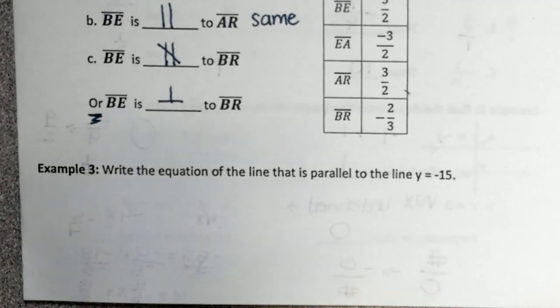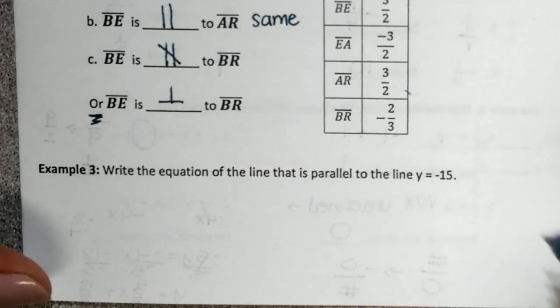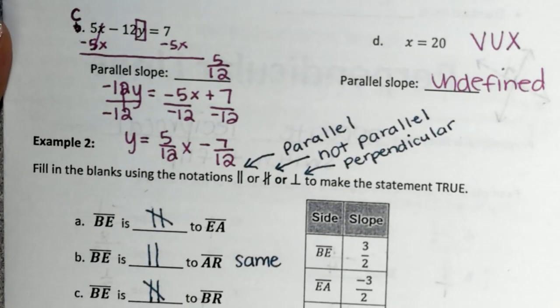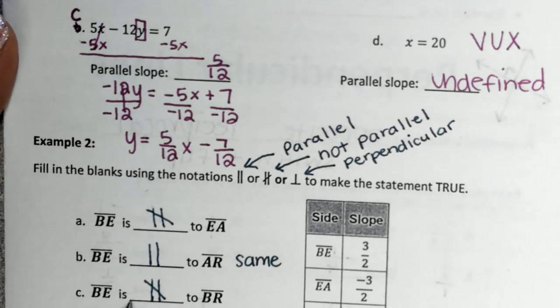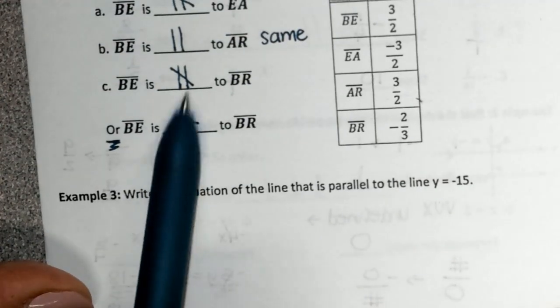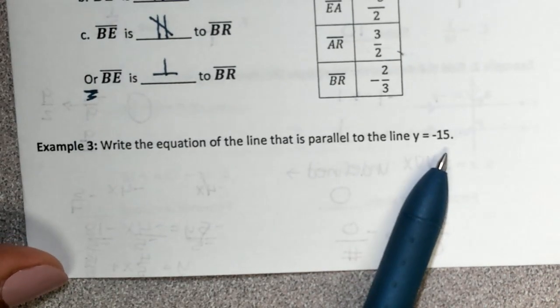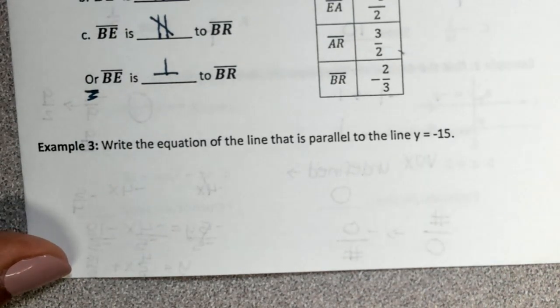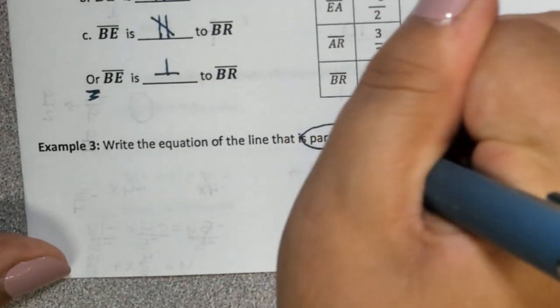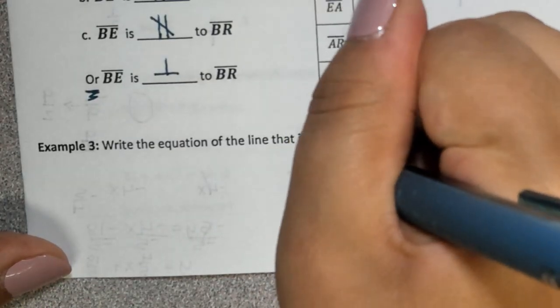Alright? Next question. Write the equation of a line that is parallel to y equals negative 15. Wait, why wasn't it BE and BR? Letter C. They are perpendicular. It's both of them. This is the same thing. Right, but what is it asking for? What does parallel mean? Equal. Similar.